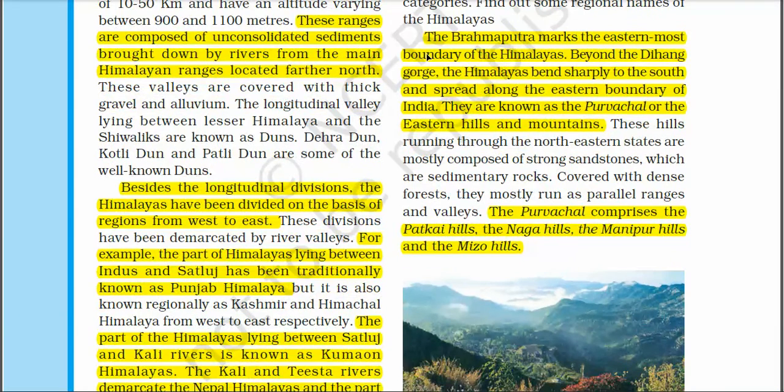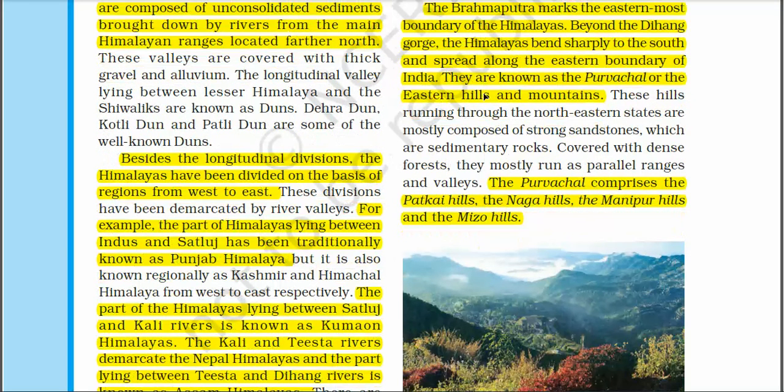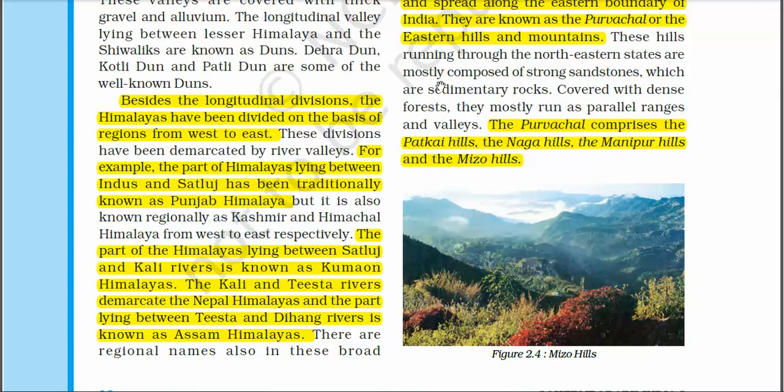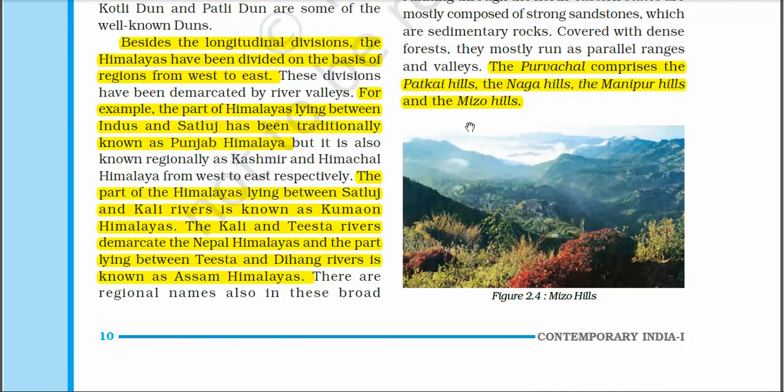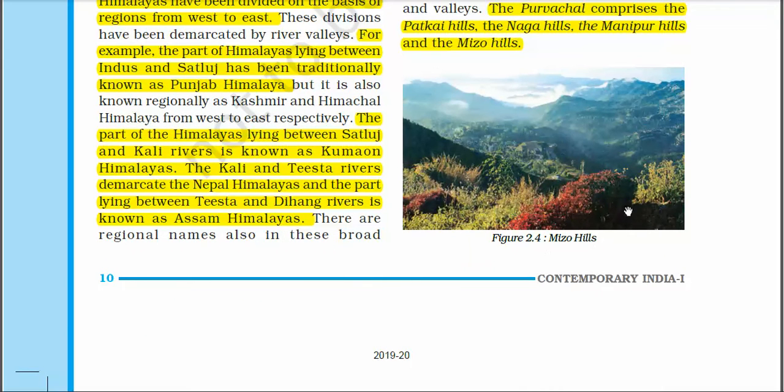The Brahmaputra marks the easternmost boundary of the Himalayas. Beyond the Dihang Gorge, the Himalayas bend sharply to the south and spread along the eastern boundary of India. They are known as Purvachal or the eastern hills and mountains. The Purvachal comprises the Patkai Hills, the Naga Hills, the Manipur Hills and the Mizo Hills. In this picture, you can see a view of Mizo Hills.